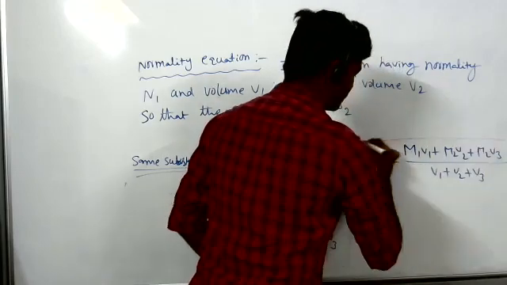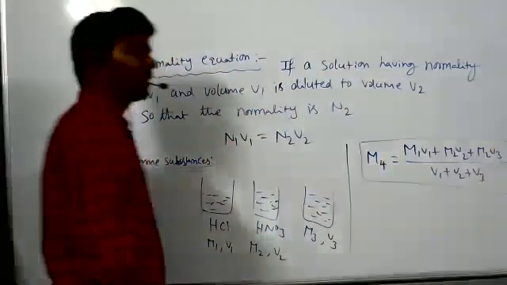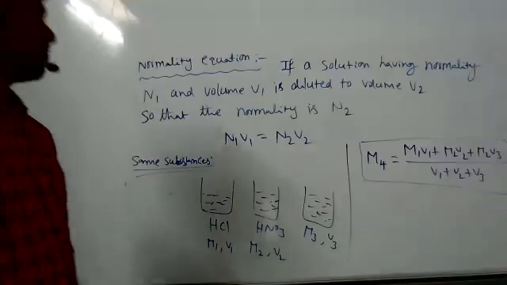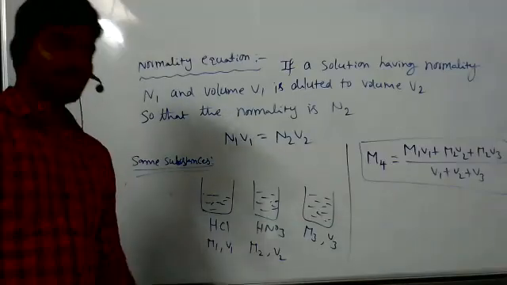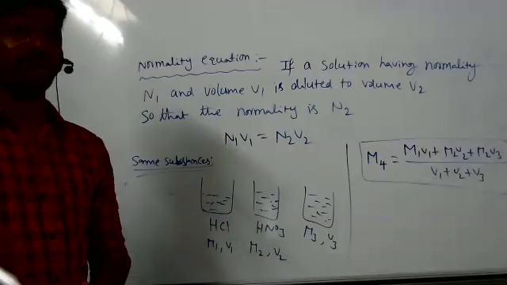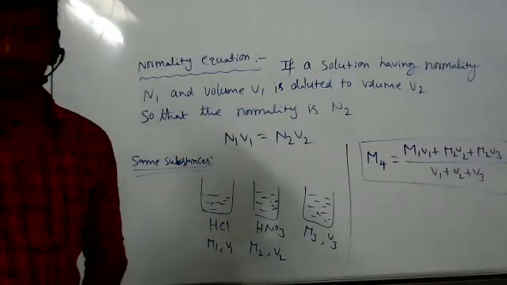So the M and V values will be given in the question. What is the molarity of HCl and volume? These concentrations are all given. We have to calculate the mixture. If you mix all the substances, what is the concentration of the resultant solution?